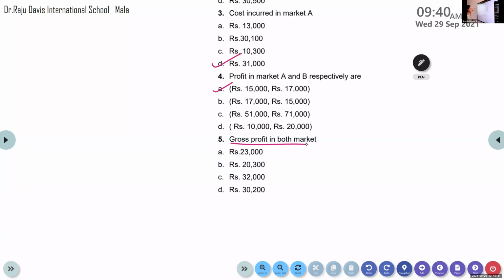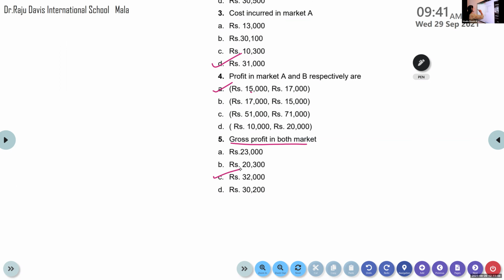Then what is the next one asked here? Gross profit in both markets. Gross means total profit, isn't it? So what is the total profit? 15,000 plus 17,000. What is the answer? Tomlin, fifth one. 32,000. We have to add these two, isn't it? So the answer is 32,000.